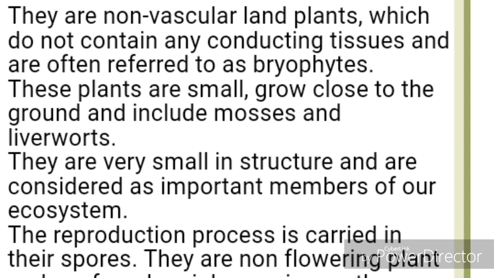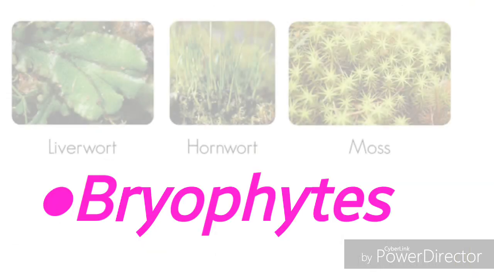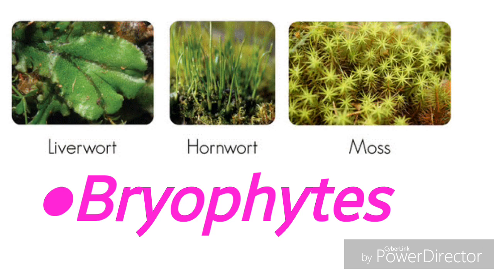In bryophytes, asexual reproduction is carried out with the help of spores. They are non-flowering plants. In bryophytes, alternation of generations is seen. Sexual phase alternates with asexual phase of life cycle. Now let us see some examples of bryophytes. Liverworts, hornworts, mosses, all these are examples of bryophytes, the first land plants.